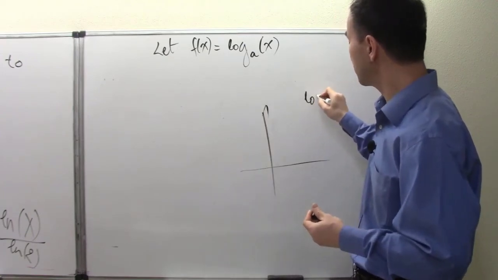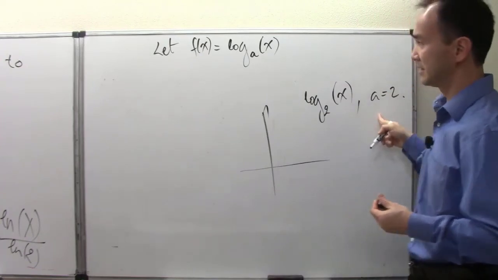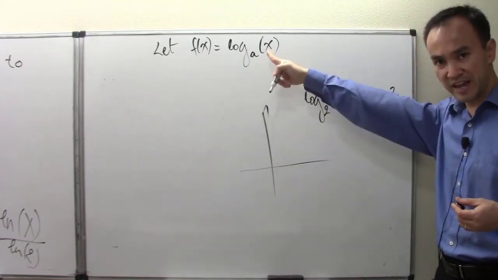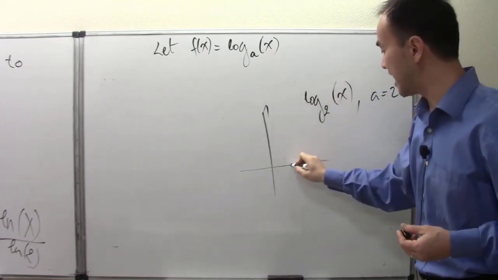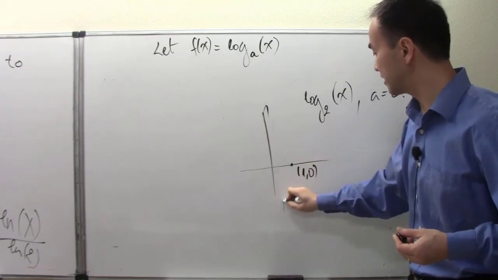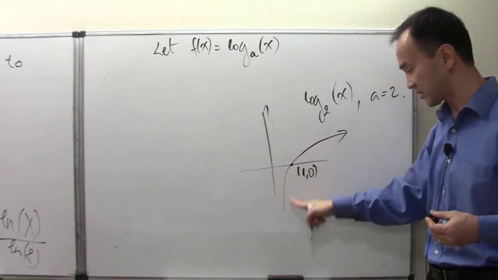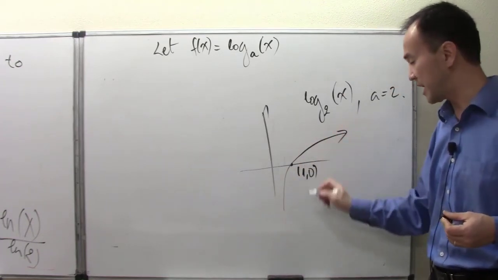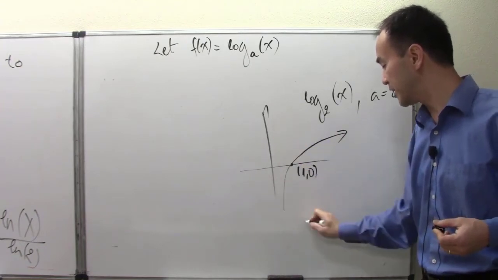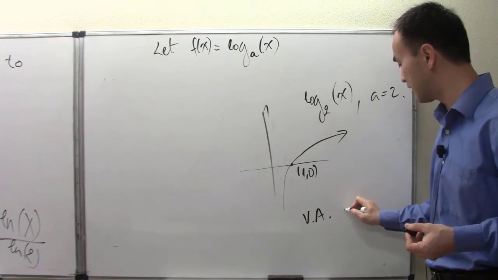So log base 2 of x, this is where a equals 2 right here. Log base 2 is in that family, base 2, and we already saw that it had an intercept at (1, 0), and the shape is kind of like this. Forgive me that I'm a little upscale right here, but the shape is a rising shape from the left to the right. It has a vertical asymptote. All of those details, hopefully I don't have to recall too much.